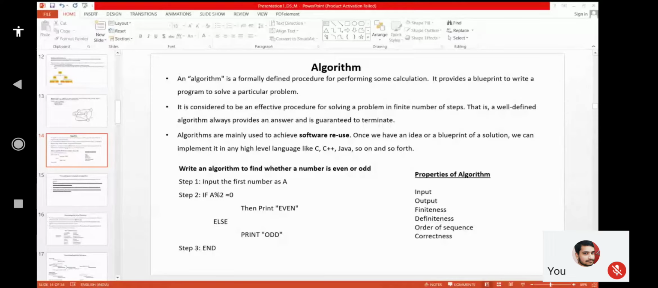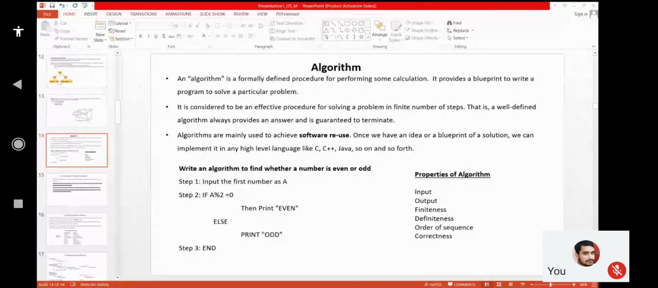First one is input. Already I have said, whenever I gave the definition of algorithm, each and every algorithm must have one or more inputs. Similarly, the next property is output. Each and every algorithm produces some output.